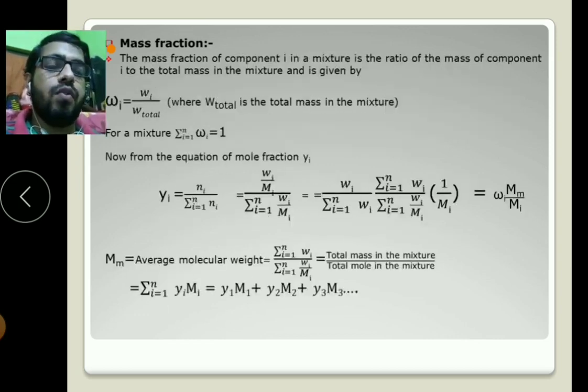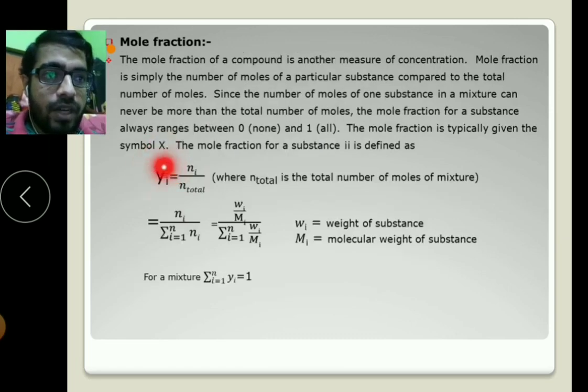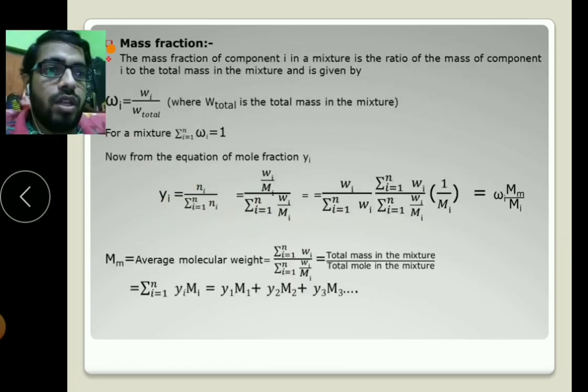From the equation we know that mole fraction has this formula, I have said mole fraction has this formula. Now if we arrange this, we will find it this way. W by the summation, this summation we are taking, extra this summation.